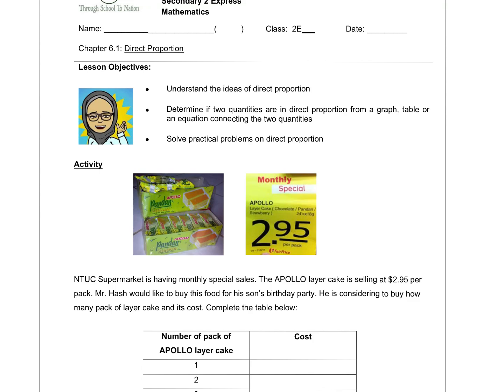Direct proportion is very easy. It's like your sister or your brother telling you, no matter what she's getting, I'm getting double of it. Yes. I think it's just logic.